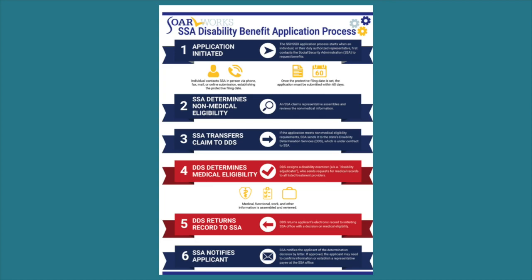So number one there is when you actually start the application. That begins either when you call Social Security and say, hey guys, I want to apply for disability, or you go online and start an application online, or you deliver some of these documents that we've talked about to the office. That's starting the application.